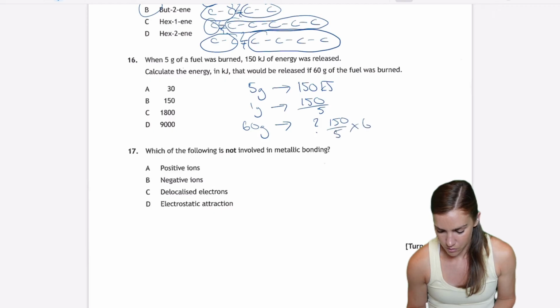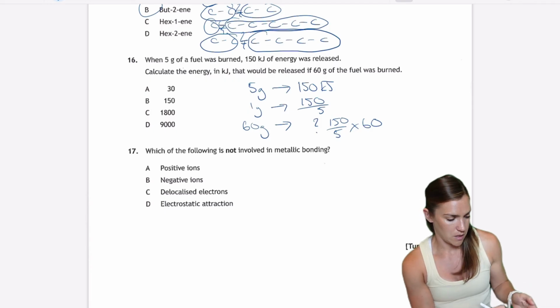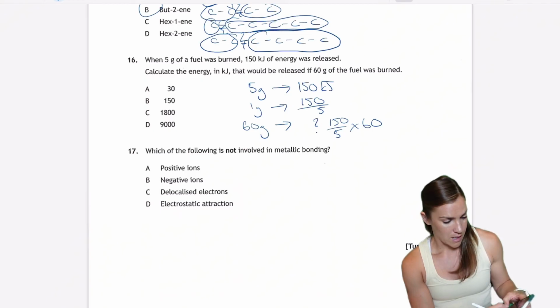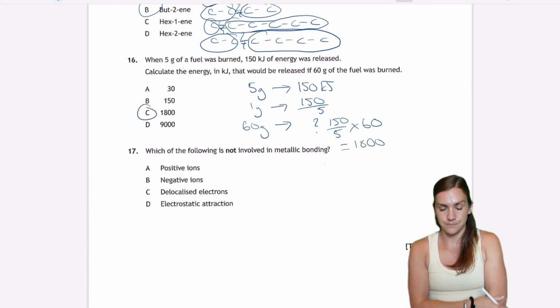So this is what we call direct proportion. It's not really commonly taught in maths nowadays. I don't really know why, because we use it a lot in science. But anyway, that's a curriculum debate for another day. And then that should give you 1,800. So that gives you the answer C.